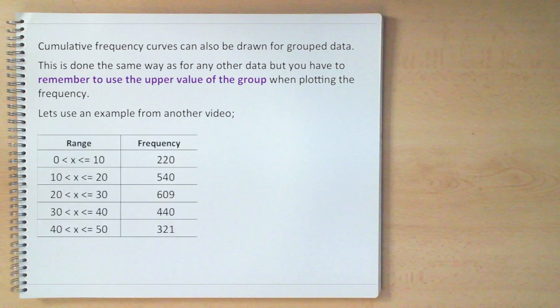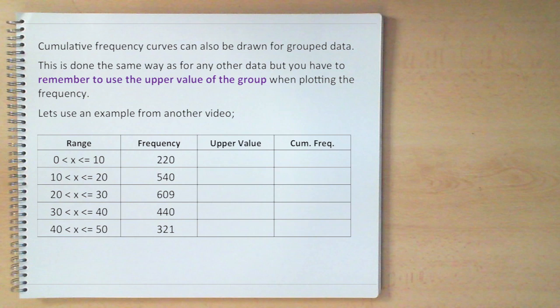There are 5 classes in this particular set of data, and we're just going to add another couple of columns here. First column we're going to add is the upper value, and then we're going to add the cumulative frequency because we need a value to plot against the cumulative frequency. So the upper value of these ranges is very simple. You just take the upper value. Simple. So for the first one it's 10, the second one it's 20, and so on.